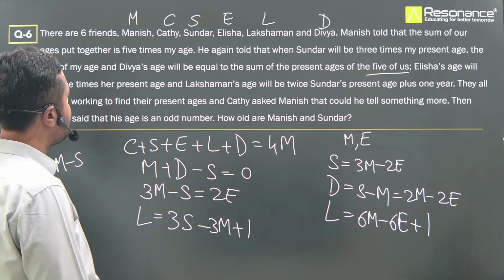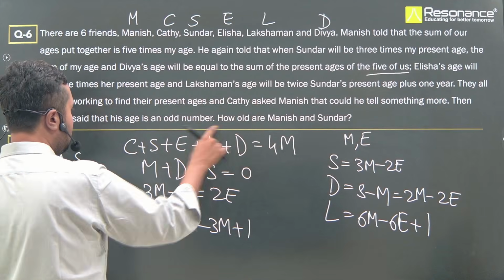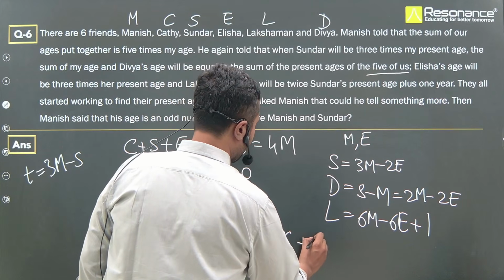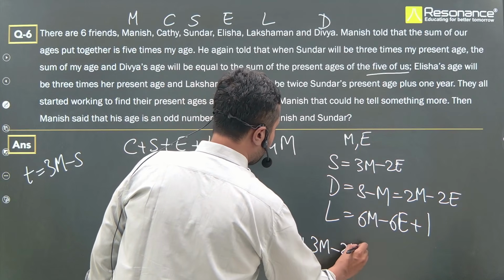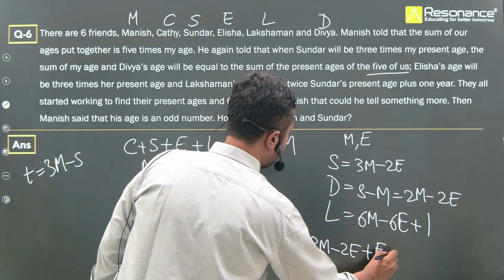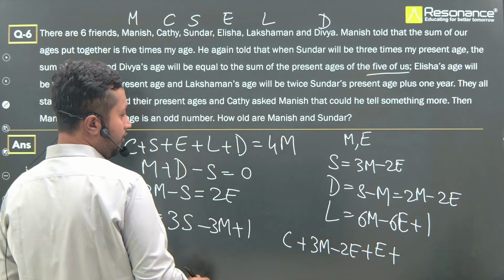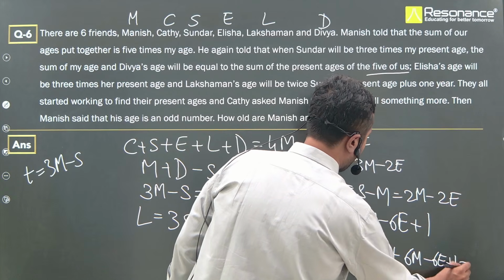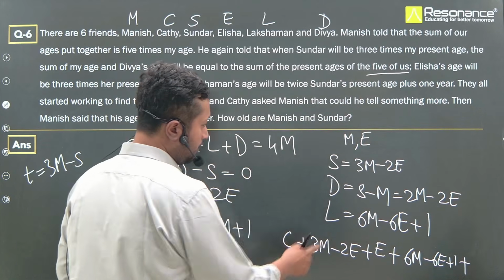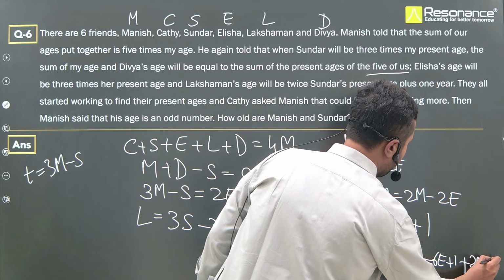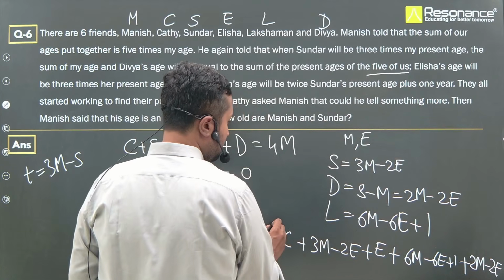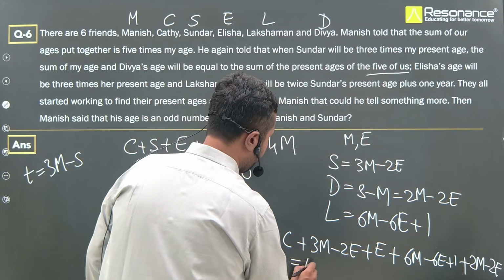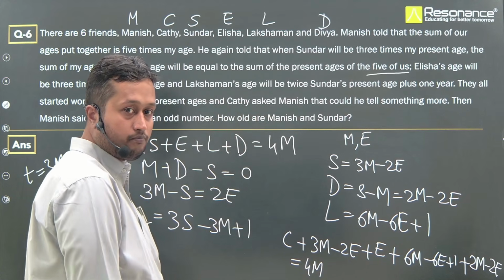What's the one thing that's left? C, right? We can figure it out from the top equation. What does that give us? C plus S, which is 3M minus 2E, plus E, plus L, which is 6M minus 6E plus 1, and then D. D is 2M minus 2E. And all of that is equal to how much? All of that is equal to 4M. Right?